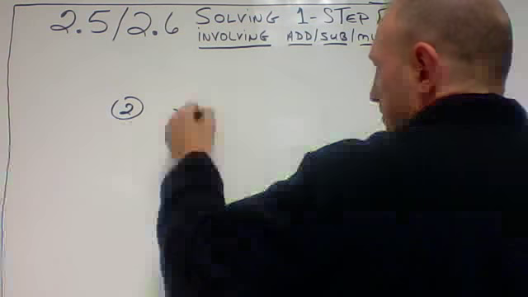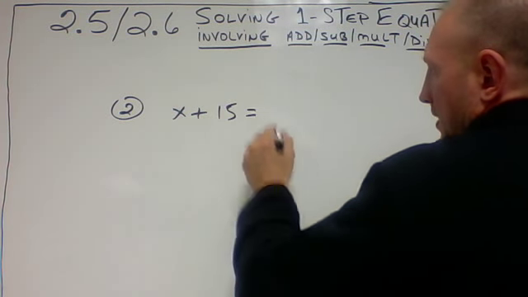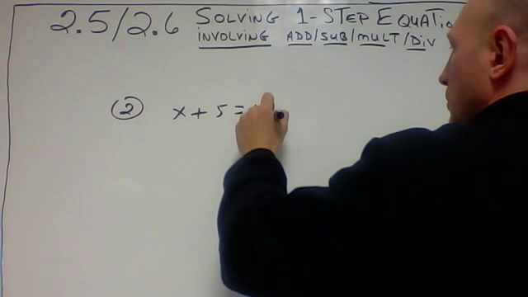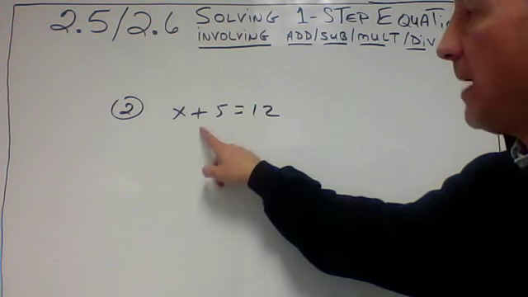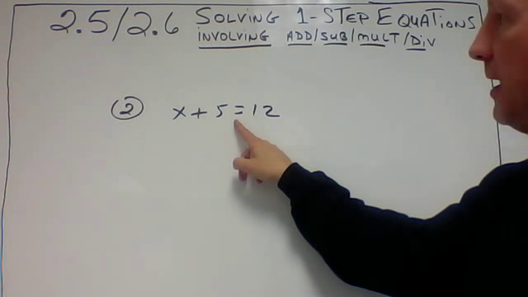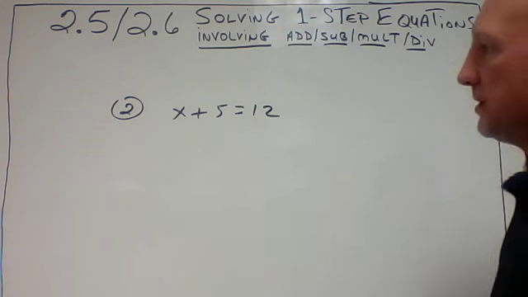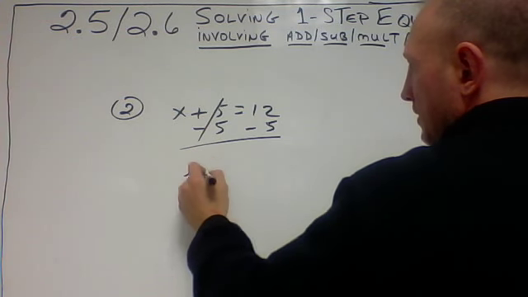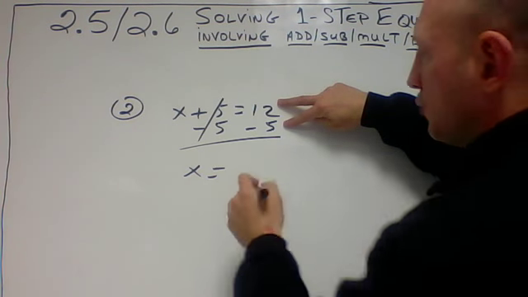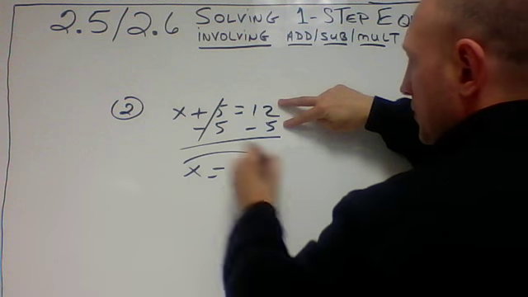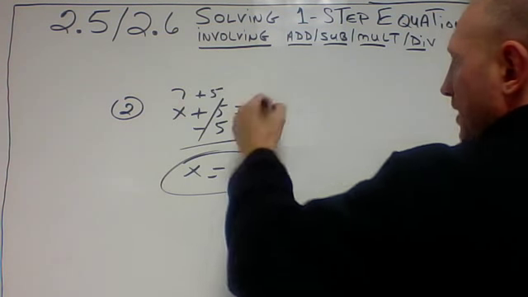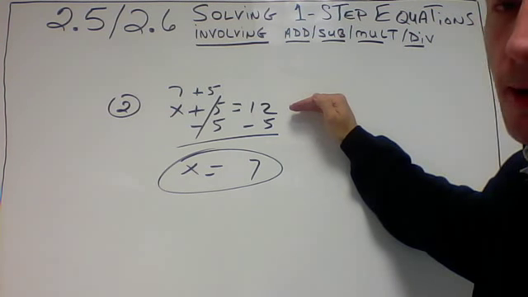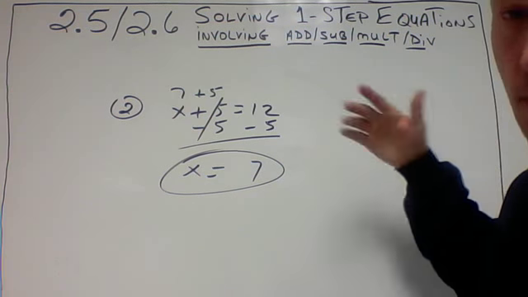Number 2, what if I had x plus 5 equals 12? Not the same problem. x minus 5 is what we had before. So if I have x plus 5, the inverse operation would be to subtract. Subtract, gone. Now when the signs are different, we subtract and take the sign of the larger, so it's positive 7. 7 plus 5, yes, it does equal 12. Even for these easy ones, you have to get used to showing your work, so this way when you get to the harder ones, you know how the process works.